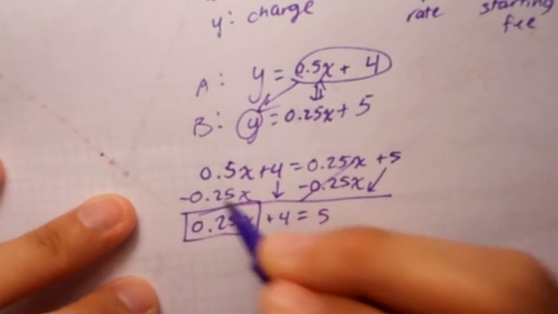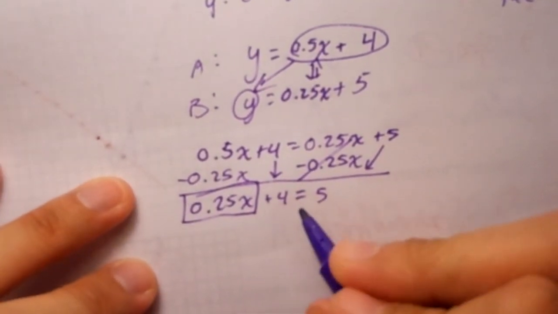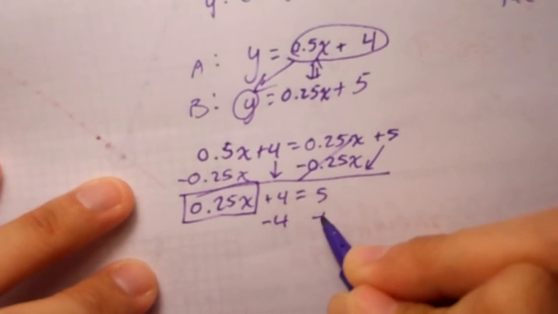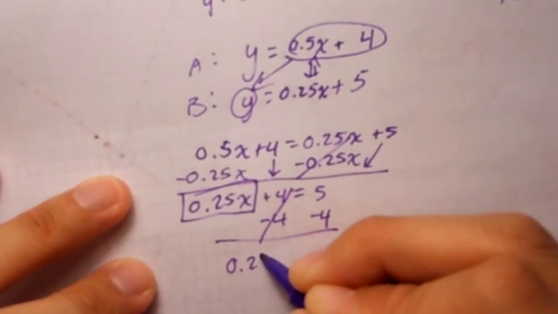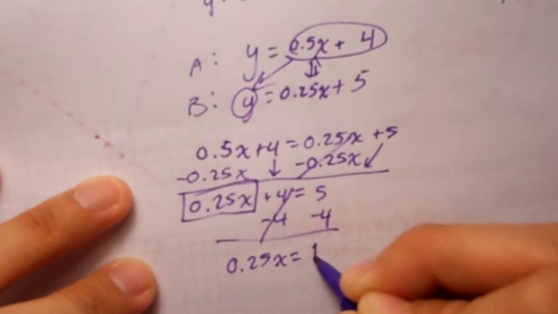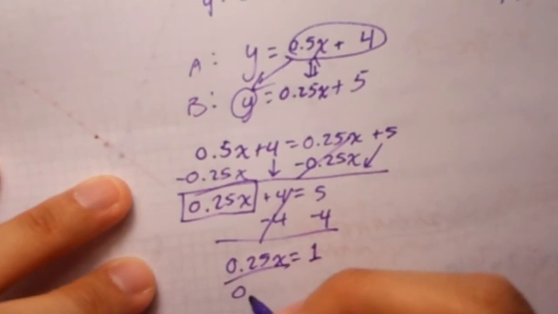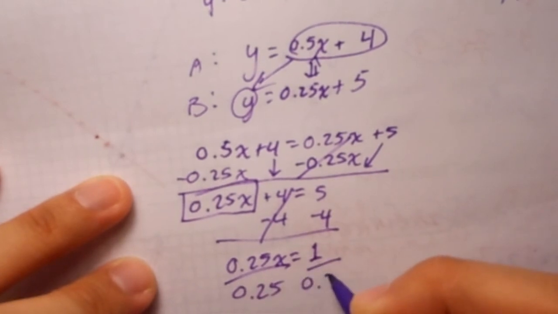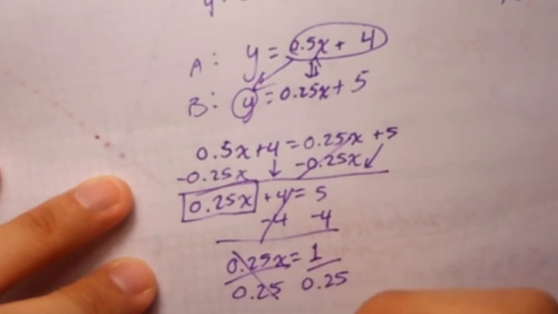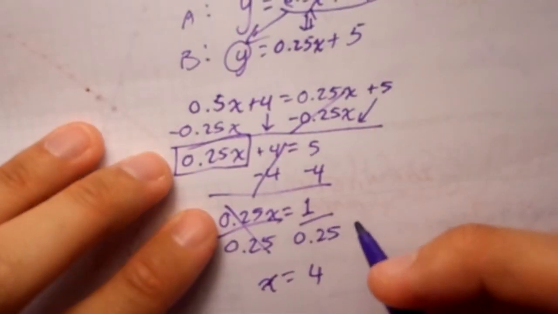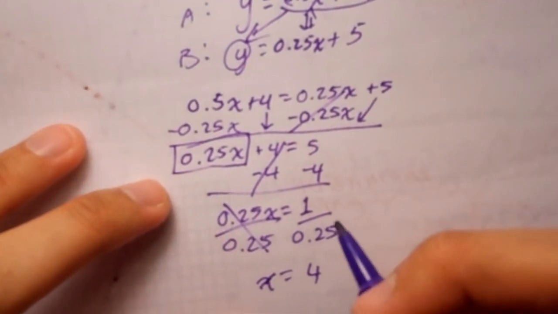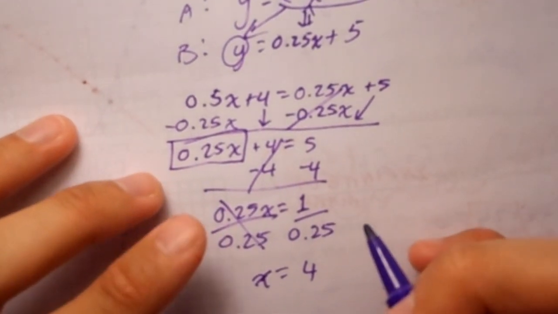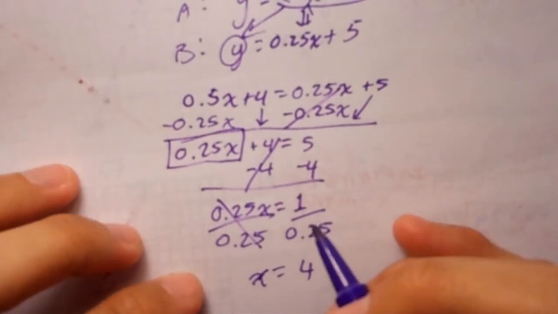Box in your variable and anything that's attached to it through multiplication or division. Subtract. Now you're still left with 0.25x is equal to 1. And if you divide both sides by the coefficient, you get x is equal to 4. Again, guys, if you're not used to division with decimals or fractions, use your calculator. I'm not just pulling these numbers out of nowhere. These are the actual values.